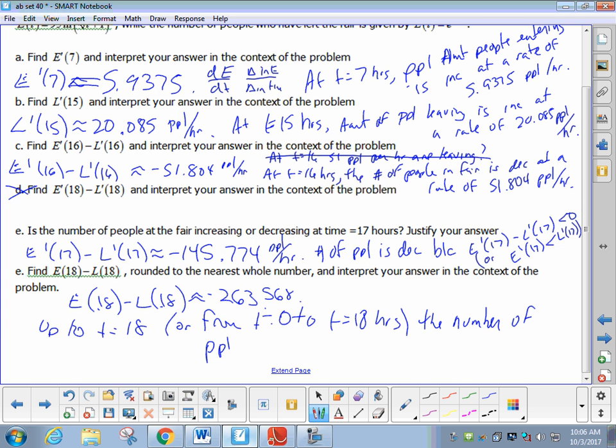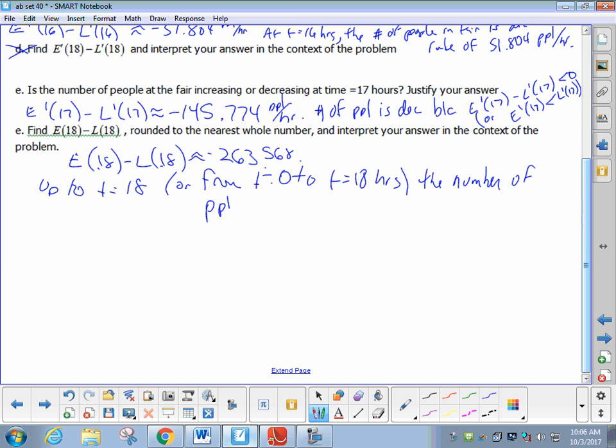Yeah, assume you don't know what the time reference is. Maybe we just started counting the people after the fair had already been open. Eighteen hours is a long day for a fair. The number of people decreased by 264-ish, approximately 264 people.